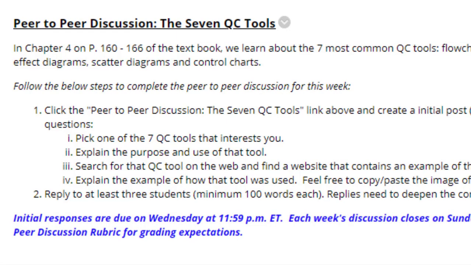Next, we have the peer-to-peer discussion, the 7 QC tools. For your initial post, you're going to pick out one of the 7 QC tools that you're interested in. Next, you're going to explain the purpose and use of the tool. Then you're going to search for that QC tool on the web and find a website that contains an example of the tool. And lastly, you're going to explain the example of how that tool was used.